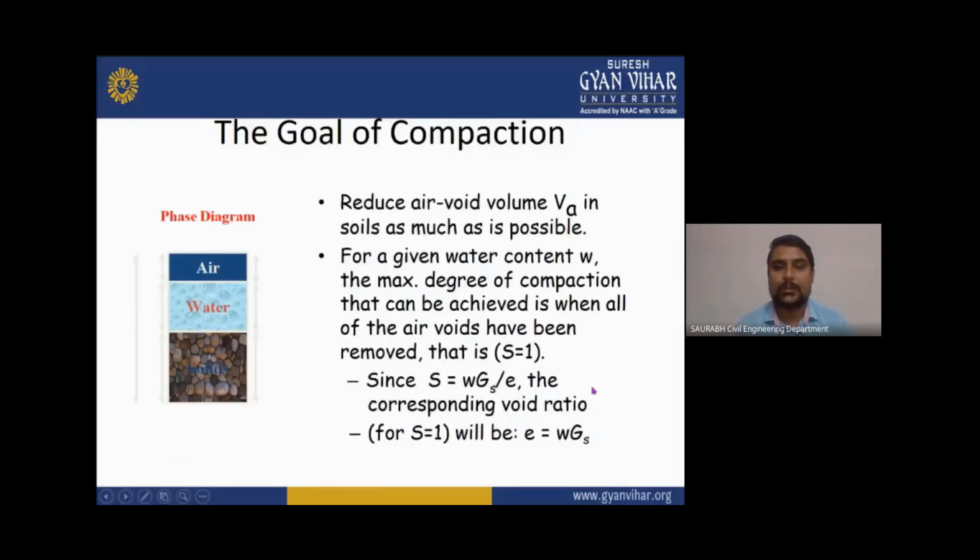What is the main goal of compaction? We will see here. This is your first diagram. As you can see, first one is the air, water, and solids. And the goal of compaction is to reduce air voids volume VA in soil as much as possible. For given water content w, the maximum degree of compaction that can be achieved is when all of the air voids have been removed, that is, saturation will be equal to 1. Since, as we know, S will be equal to wGs upon e, the corresponding void ratio for S equal to 1 will be e, here e will become wGs.